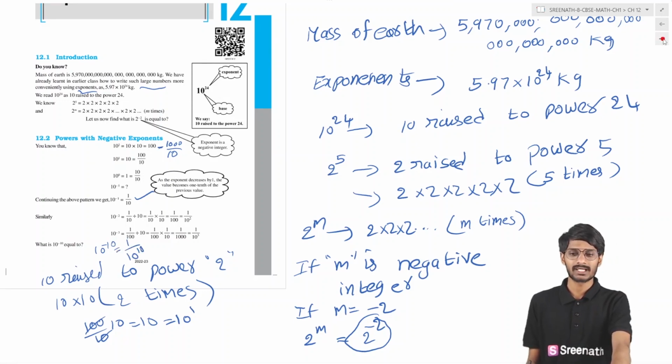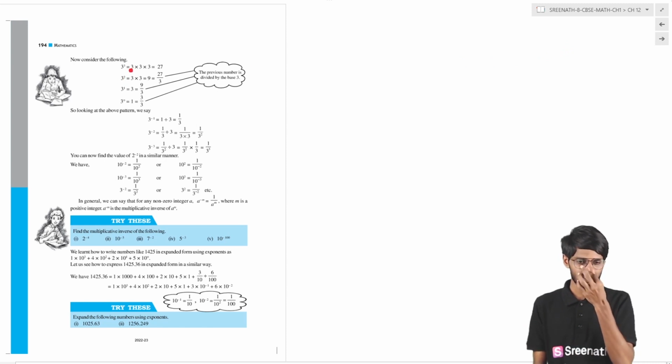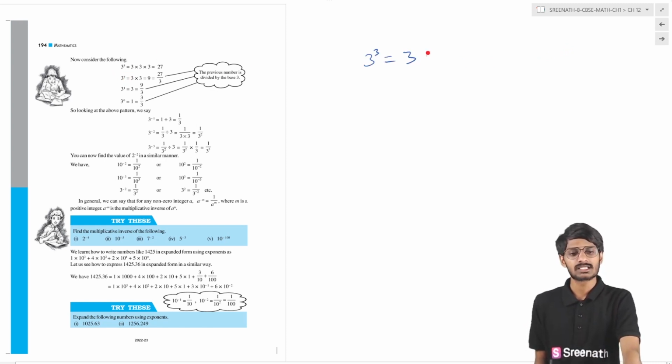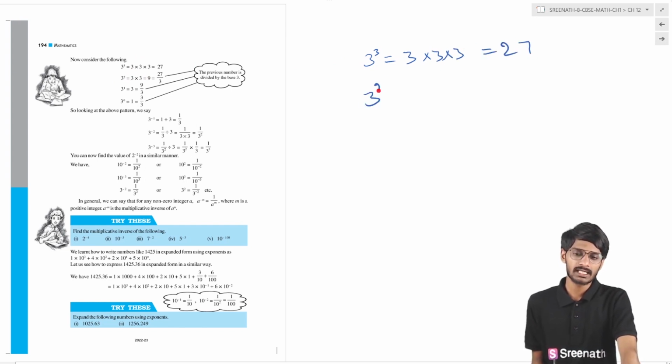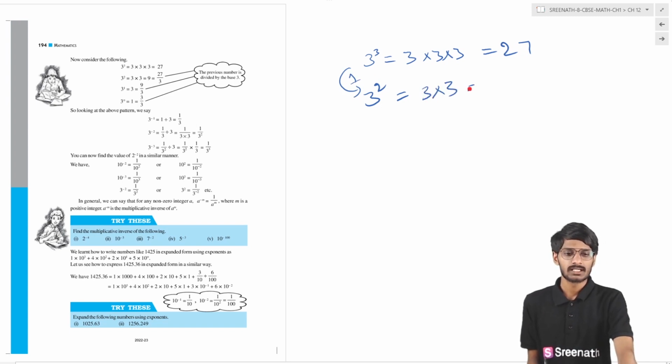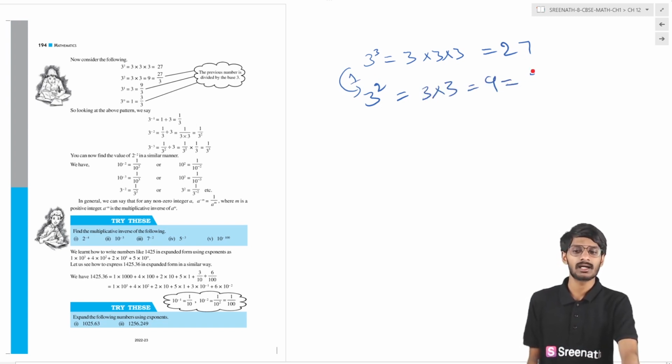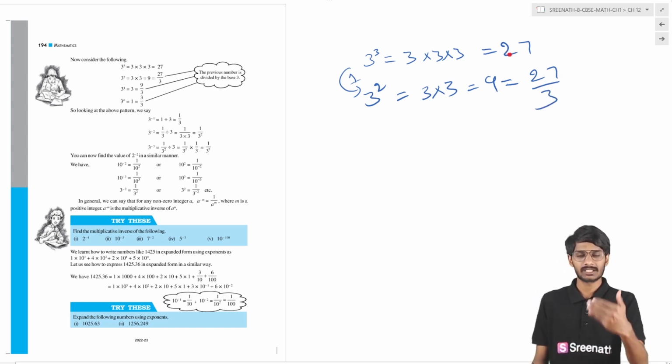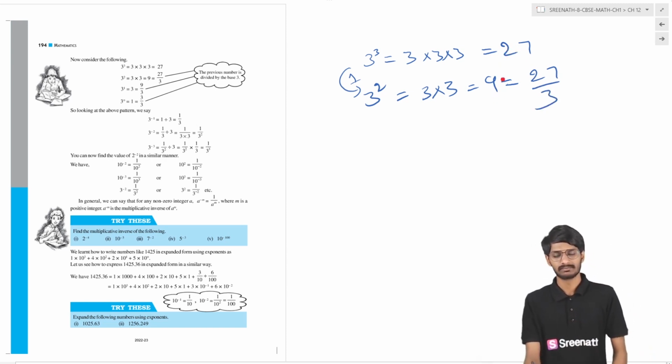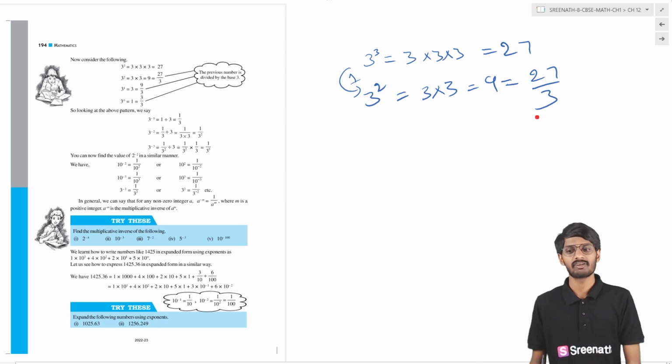That's it, simple, students. Now let us do it for 3 cube. So how much is 3 cube? That is 3 into 3 into 3, which gives 27. Now whenever we decrease the power by 1, it becomes 3 into 3, that is equal to 9. We can write it as 27 by 3. So what happens is that the previous value is divided by 3. Previous value is divided by 3, so that you are getting it.